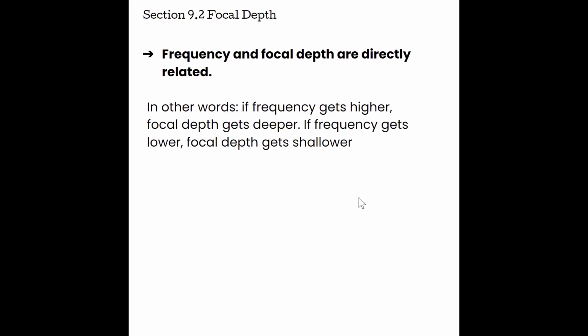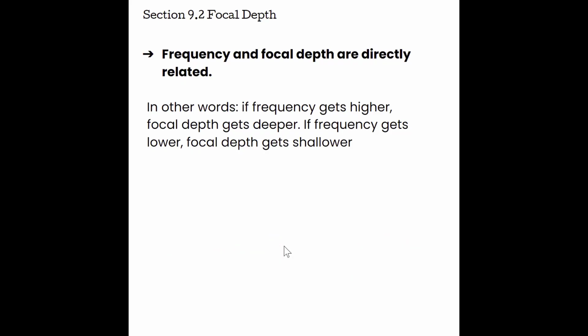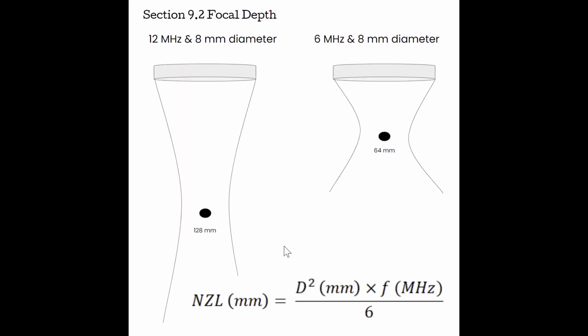And if the frequency goes lower, then our focal depth gets shallower. And we know that again because of our formula. We learned in our very first unit that when the numerator is compared to the quotient, the numerator and the quotient are directly related. And we can see that in our example as well.